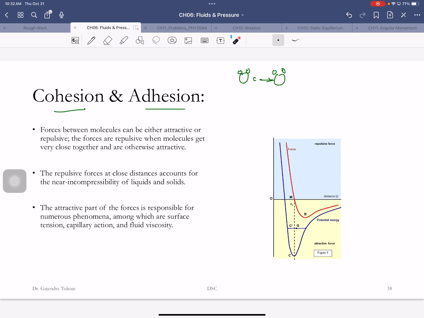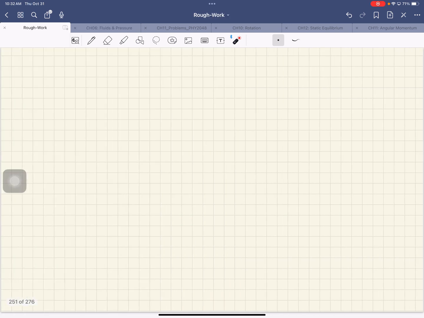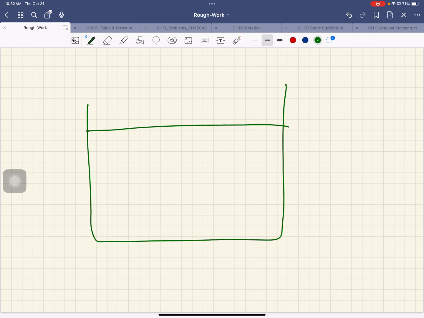Now let's talk about one more thing. So here's a glass of water. This is a water molecule. Here's another water molecule. Here's another water molecule. These guys attract. So this guy will attract him. This guy will attract him. This guy will attract him. This guy will attract him. What is the net force on this guy? Go ahead. 0. Very good.